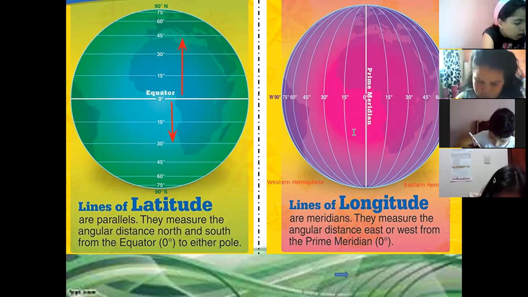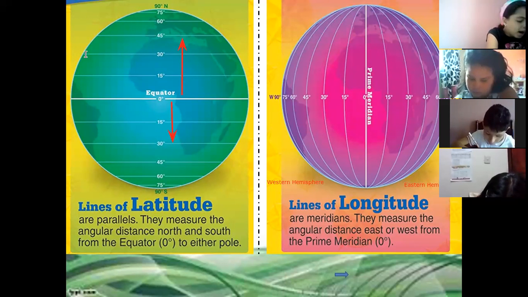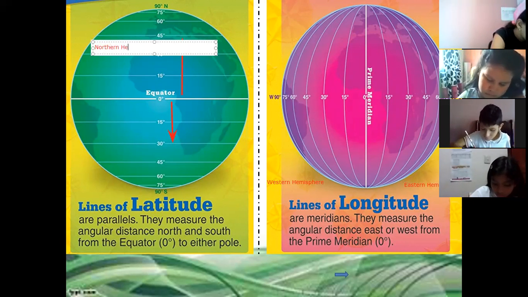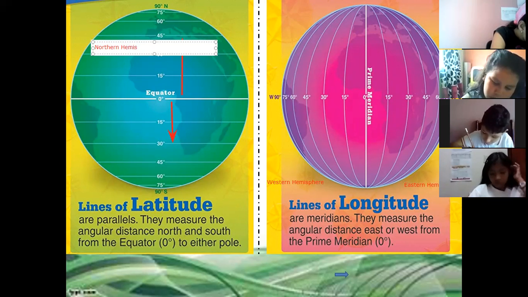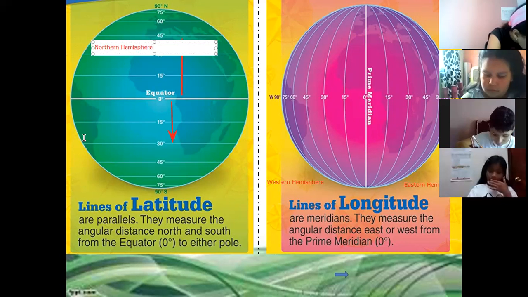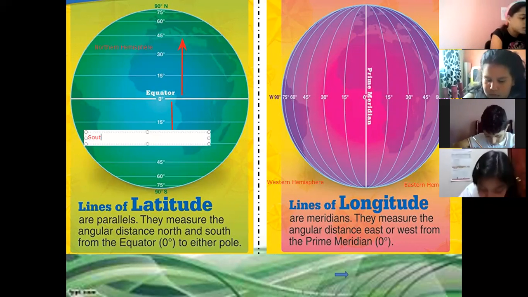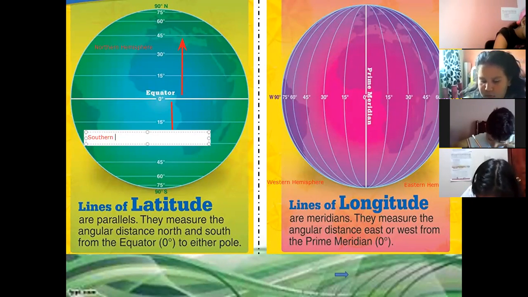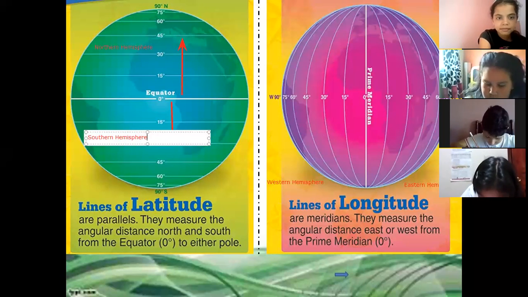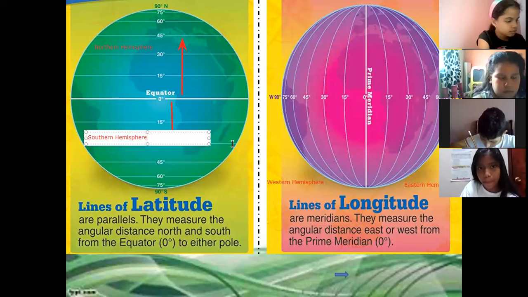Okay. So in here, what do we have? Here we have the northern hemisphere, which is divided by the equator, and here the south. Remember that we have the southern hemisphere.